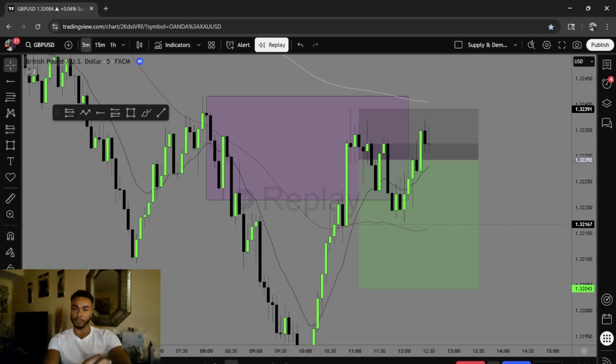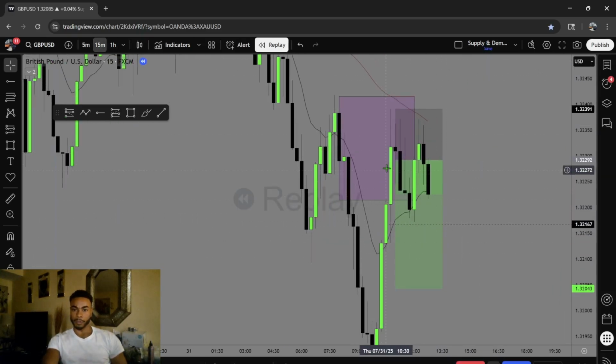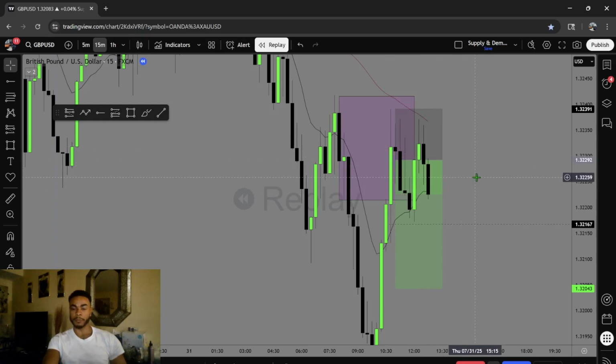Then price began rejecting again and started coming back down. Boom. So right here, I basically noticed that price created a double top, especially if I go to the 15 minute. Right here, you can clearly see price went up, came down, went up, rejected, and came down. On the 15 minute, I was really liking it and I kept holding the trade.